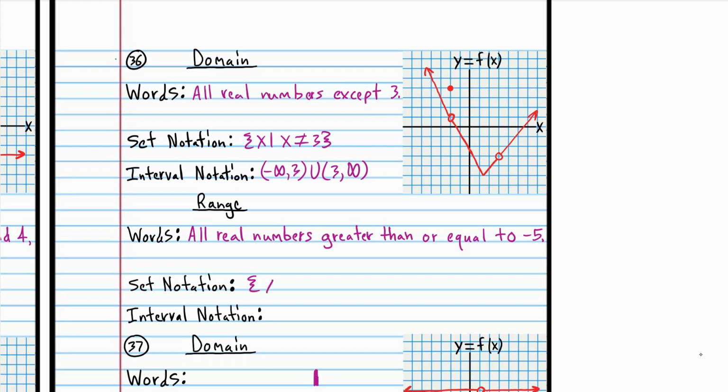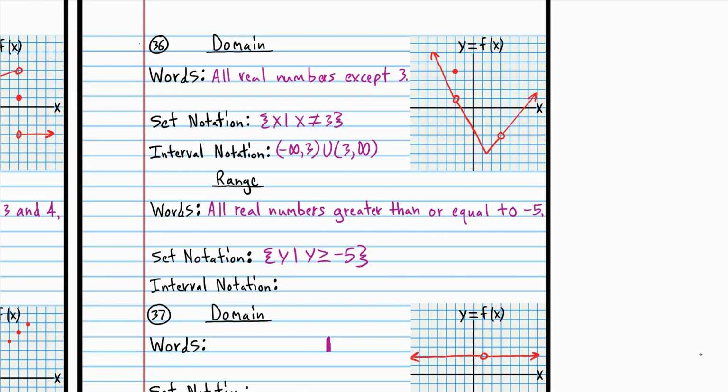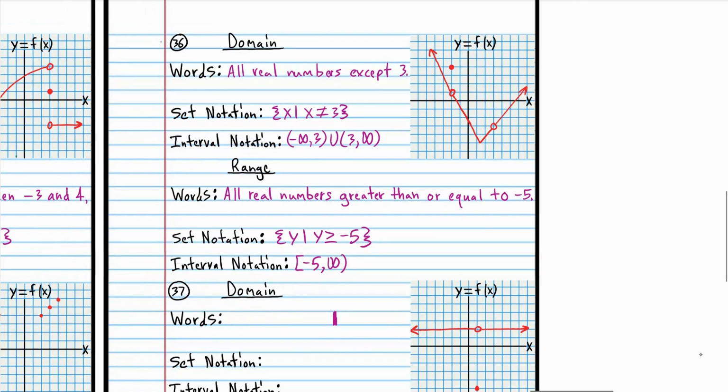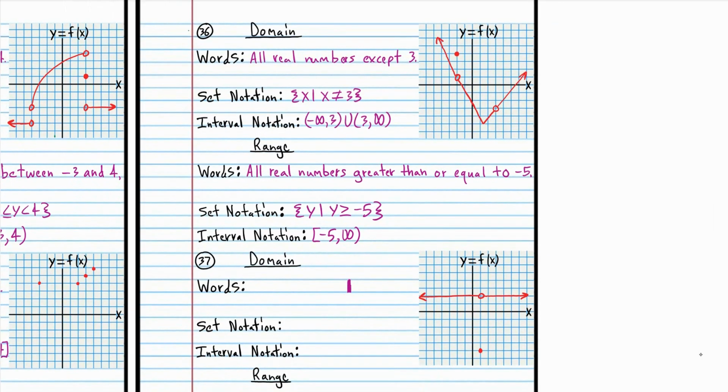range is the set of all y values such that y is greater than or equal to negative 5. And why negative 5? Because that's the lowest point here. And this point here is on the graph, so negative 5 is part of the range. And in interval notation, we say negative 5 with a bracket. We've got to make sure to write a bracket there. And then comma, positive infinity. So if you got that answer, excellent.